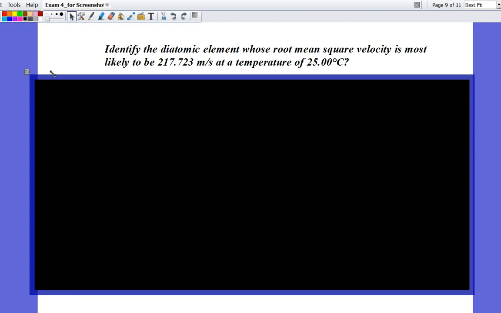Then do a couple more problems from chapter 4 or exam 4. Identify the diatomic element whose root mean square velocity is most likely to be 217.723 meters per second at a temperature of 25.00 degrees Celsius.